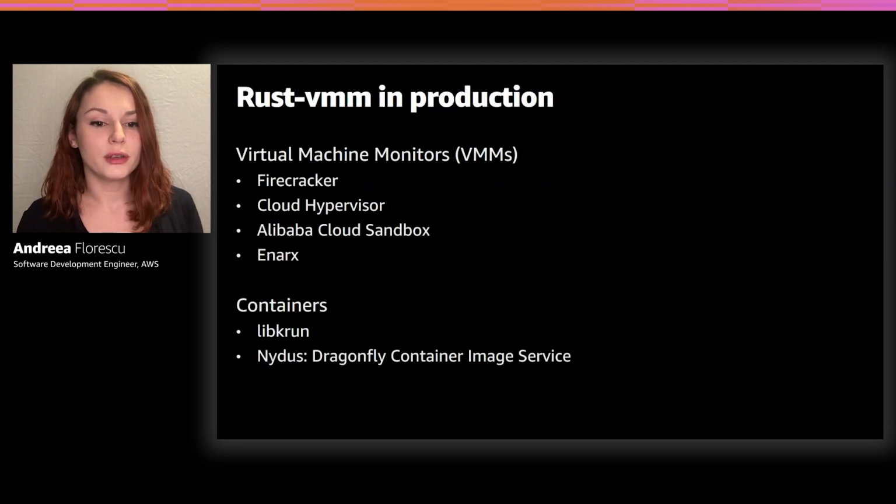Rust-vmm has been used in production since 2019 with Firecracker and Cloud Hypervisor, and it was purposely built for virtual machine monitors. Most of the use cases were around virtual machine monitors, also Alibaba Cloud Sandbox. But then what we noticed in 2020 was an interesting shift, where these Rust-vmm components were not only used in virtual machine monitors, but also in other applications. Here I have a few examples of container applications that are also using Rust-vmm, such as libkrun and Dragonfly Container Image Service.